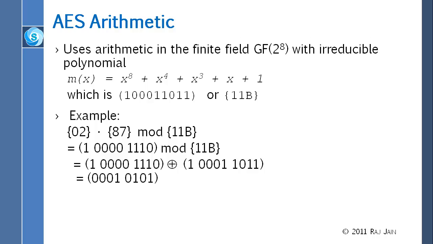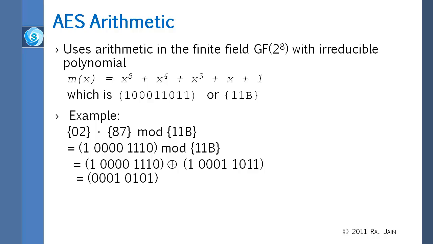That's the polynomial. Now if you want to do 0 2 times 87 mod this polynomial, you take 0 2, which is x, and you take 87, which is this binary value, and you multiply the two together. Since there is only one term here, 1, multiplication is straightforward. All you have to do is shift this whole thing by 1 bit, which will give you 1 0 0 0 1 1 1 0 at the end. So that is this number here.